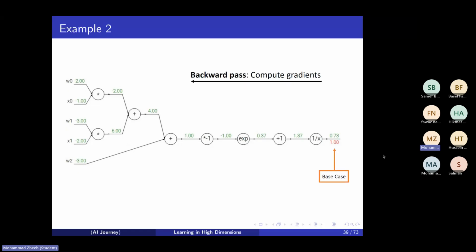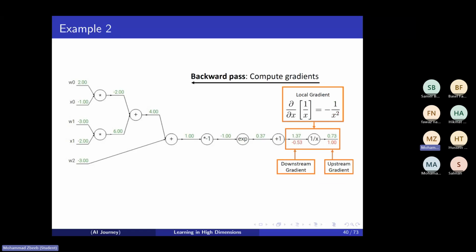The base case, as always, it's 1. It's the effect of the last gate on the last gate, so it's 1. And now I need to compute the first iteration in the backpropagation algorithm. I'm having 1.37 passing into a function which is 1 over x and producing some output. The upstream gradient, or the effect of this output on the loss, is 1.